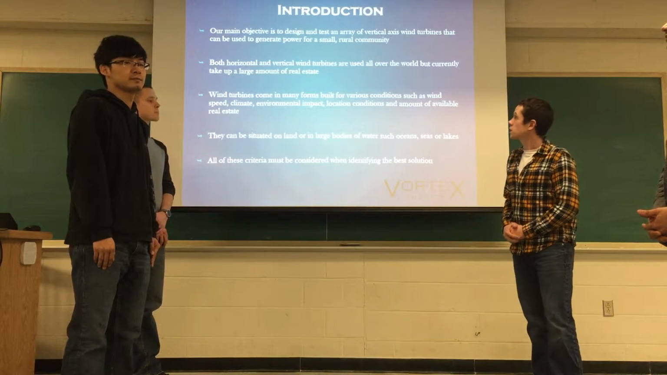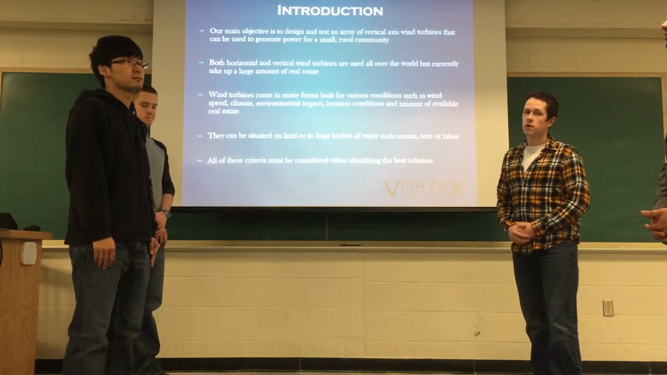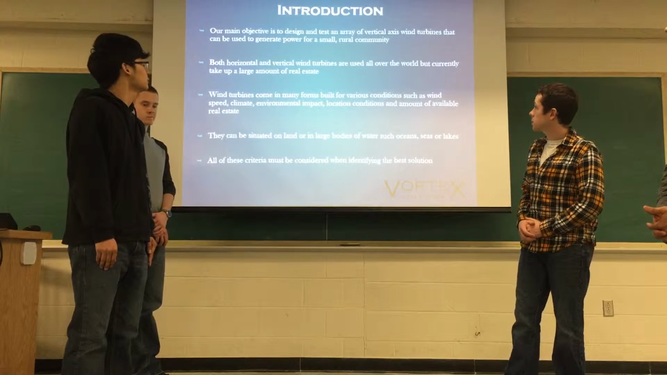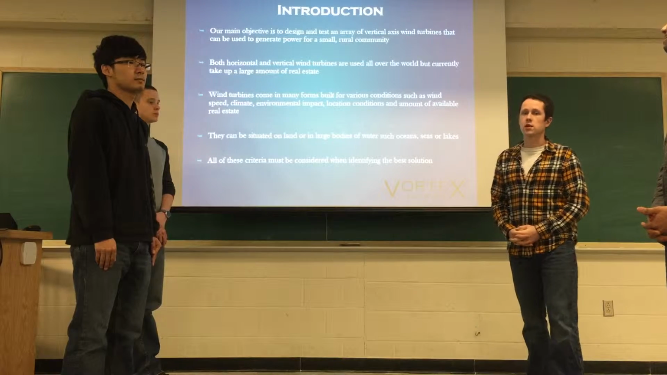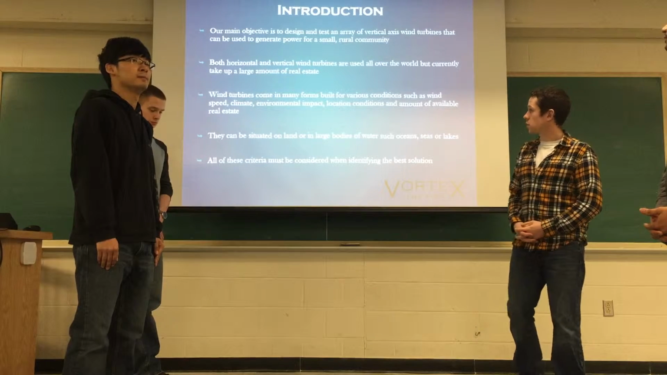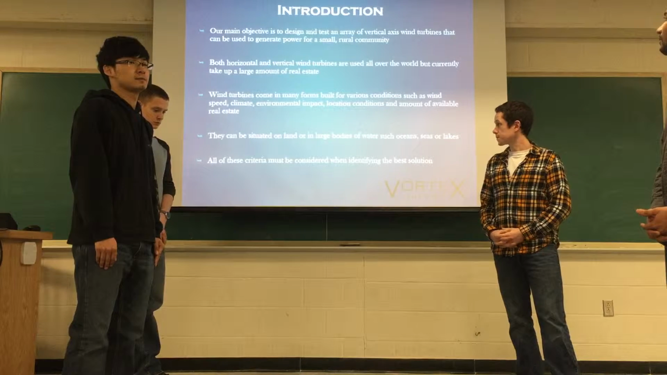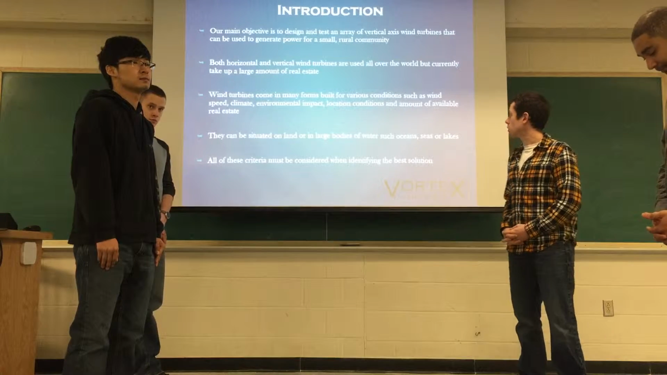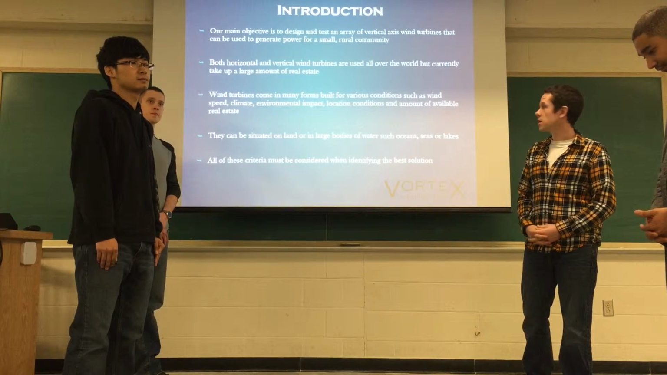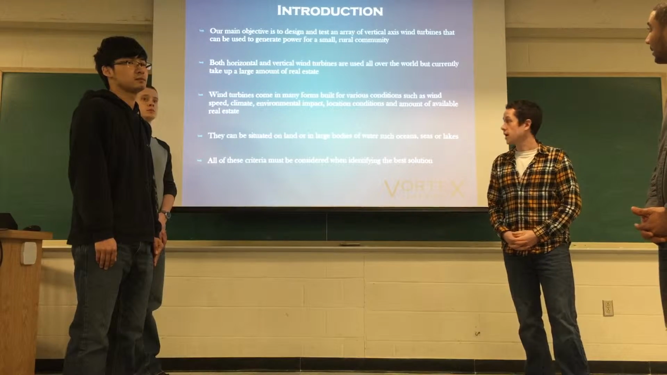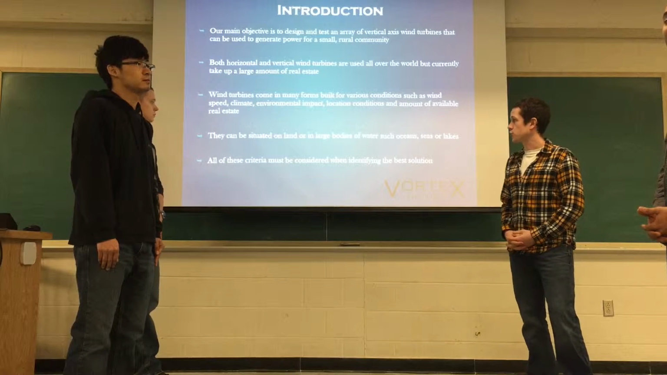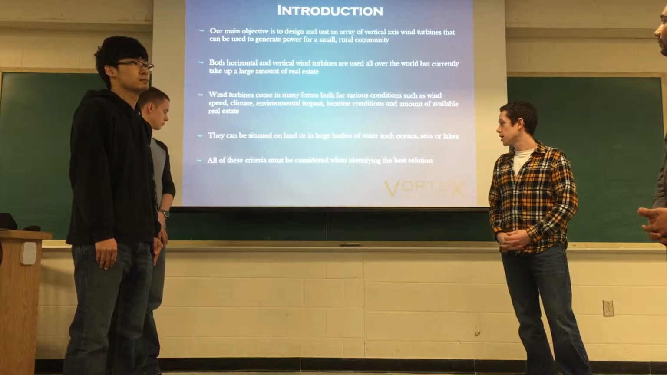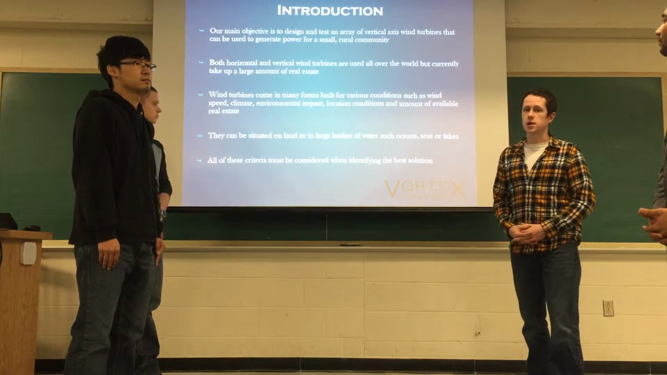Alright, a little intro. So our main objective is to design and test an array of vertical axis wind turbines that can be used to generate power for a small rural community. Both vertical and horizontal wind turbines have been used all over the world and take up a large amount of real estate. Wind turbines come in many forms, built for various conditions such as wind speed, climate, environmental impact, location conditions, and the amount of available real estate. They can be situated on land or in large bodies of water, and we must consider all this criteria when designing our array.